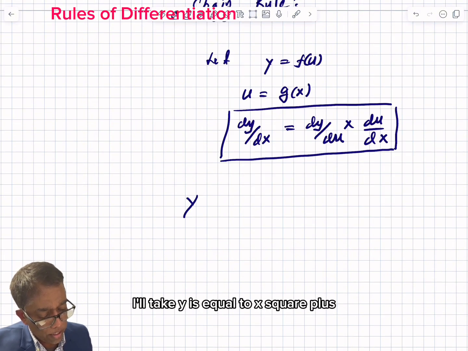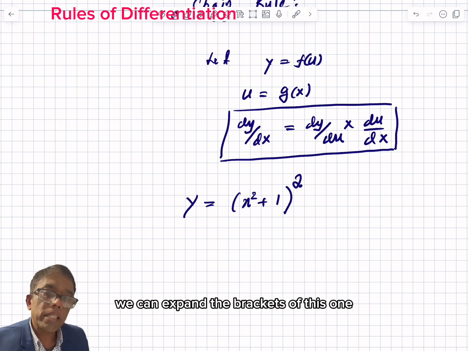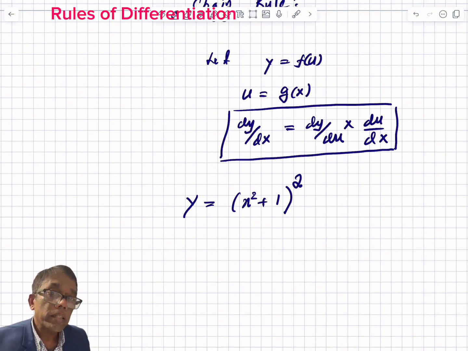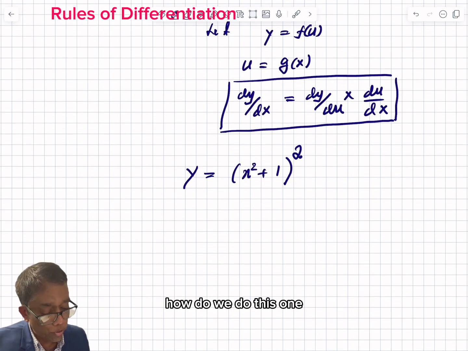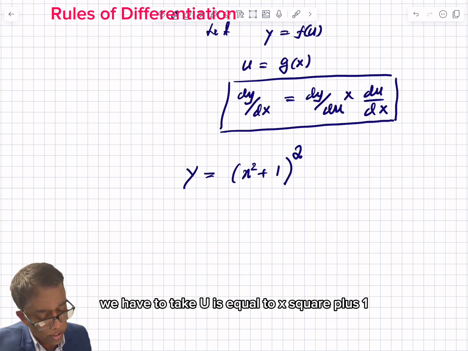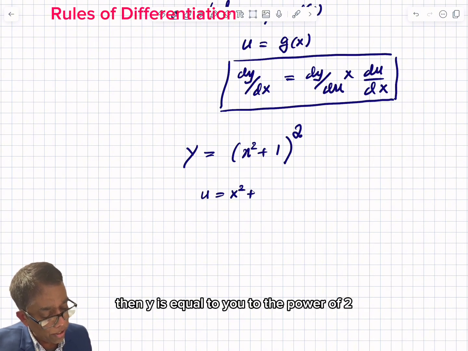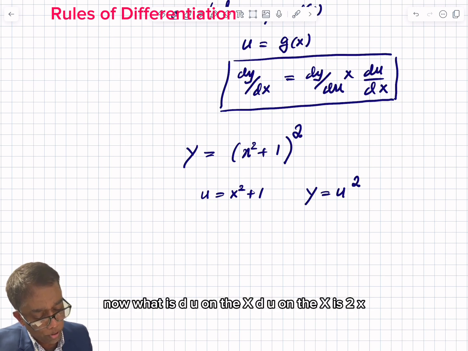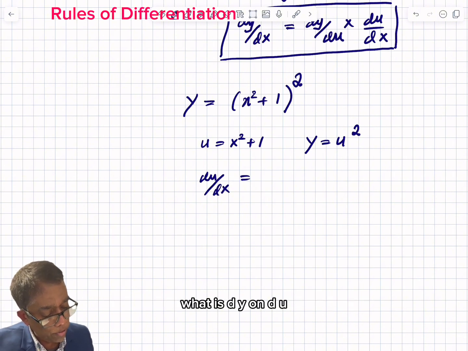I'll take y is equal to x square plus 1 to the power of 2. If you want, we can expand the brackets of this one and you can use the differentiation rule. Without expanding the bracket, how do we do this one? We have to take u is equal to x square plus 1. Then y is equal to u to the power of 2. Now, what is du on dx? du on dx is 2x. What is dy on du?